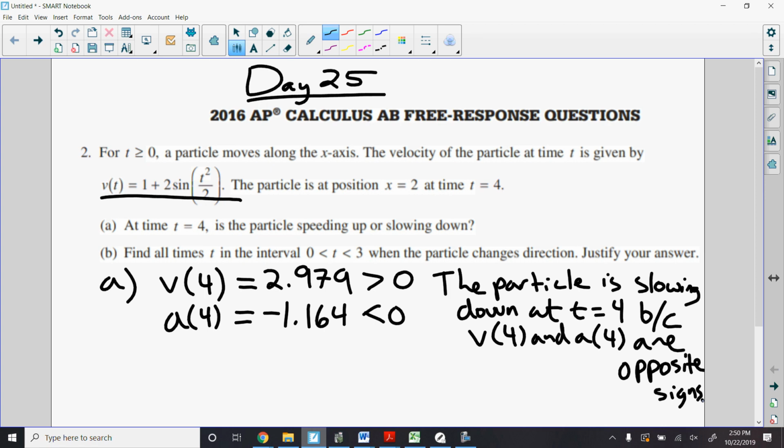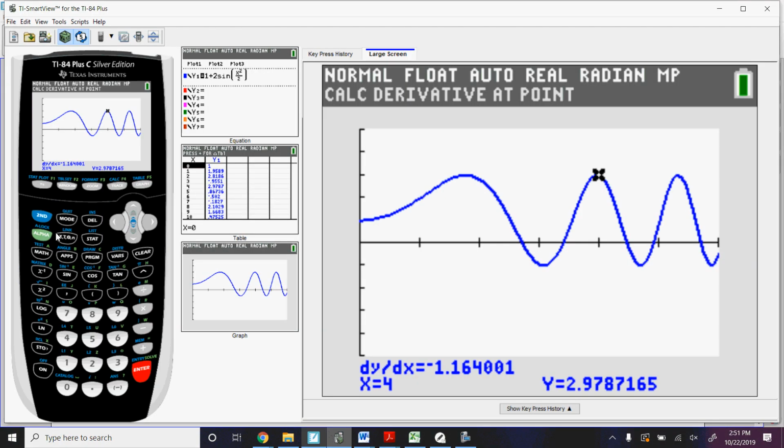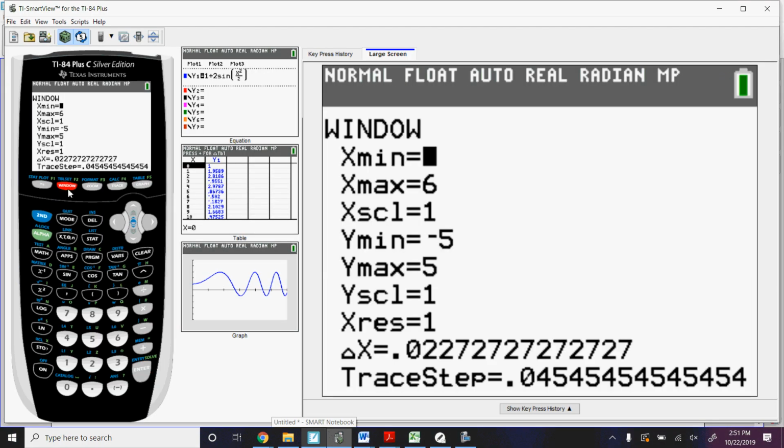What I need to know is that I'm looking at a graph of velocity. So let's go back down and take a look at our graph. The other thing I want you to pay attention to is we're only looking at a domain from 0 to 3, right? So when I go to my graph here, the first thing I want to do is adjust my window. Instead of being 0 to 6, it's going to be 0 to 3.